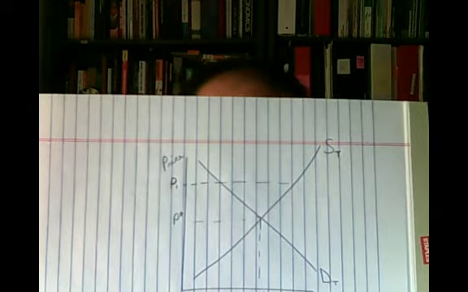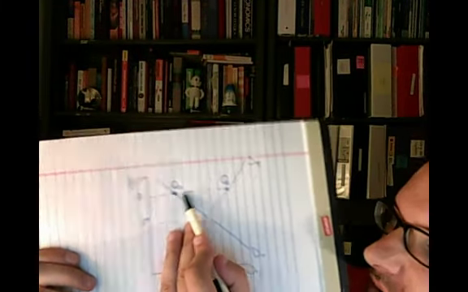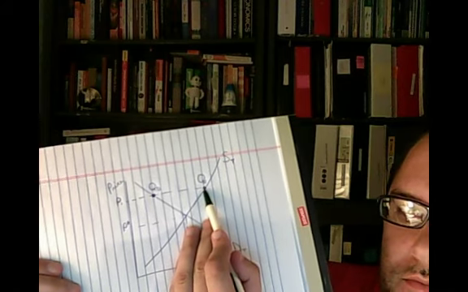Now why is that the case? What if the price was wrong, or what if the quantity was wrong? What if instead of P star, it was P1, where P1 is greater than P star? Then following that horizontal line across, what we would see is that the quantity demanded, which is right here, would exceed the quantity supplied.